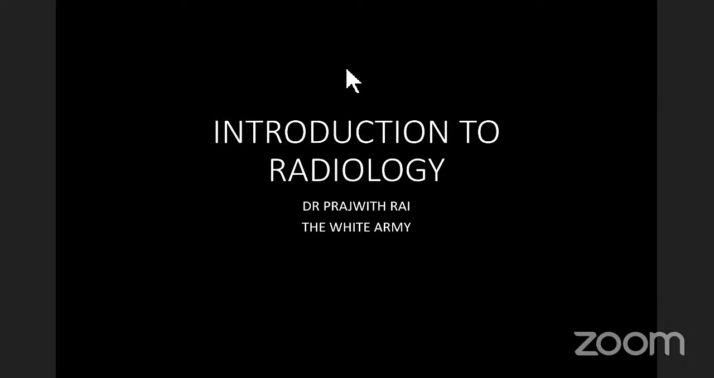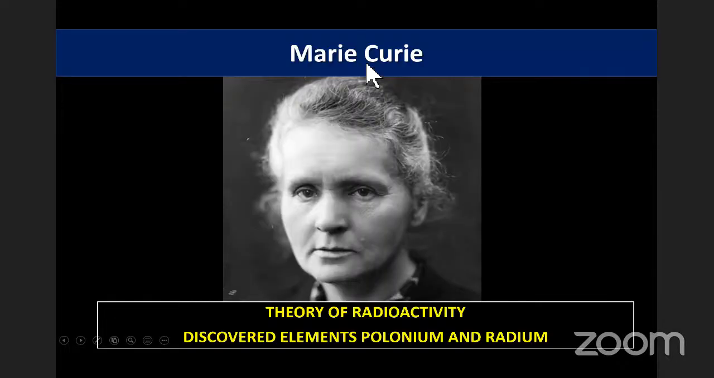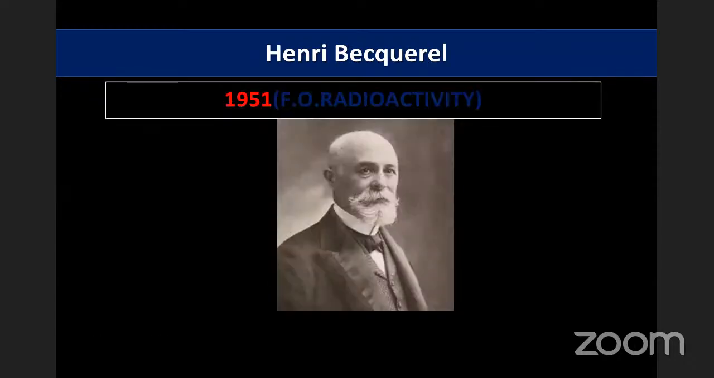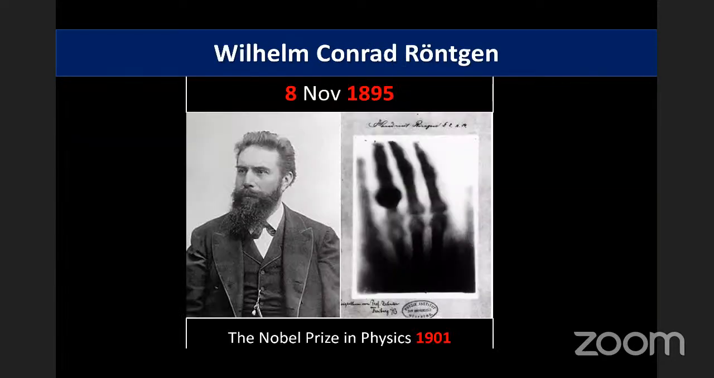Yes, sir. So I'll just revise quickly whatever we have taught. We'll see what all we have seen in the last class. So we know Marie Curie is the one who first discovered the theory of radioactivity, and discovered radium and polonium. Henry Becquerel is father of radioactivity, whereas Conrad Roentgen is father of radiology.